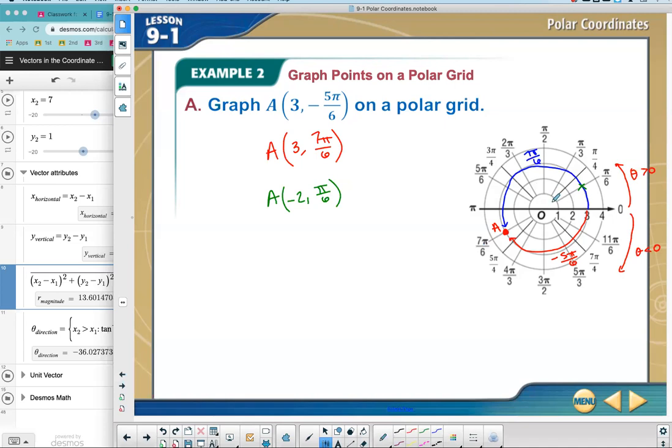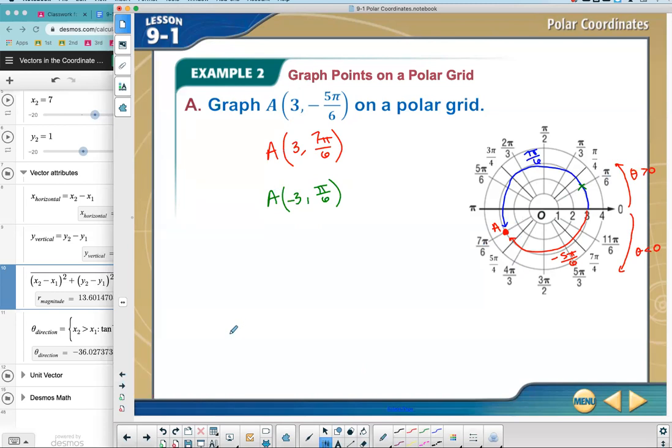So instead of going 2, excuse me, I put a 2. Why did I put a 2? It should be a 3. I move away from it 3 units. So instead of moving 1, 2, 3 towards pi over 6, you go away from it 1, 2, 3. And again, you end up at the same point. So all 3 of these are equal to one another.